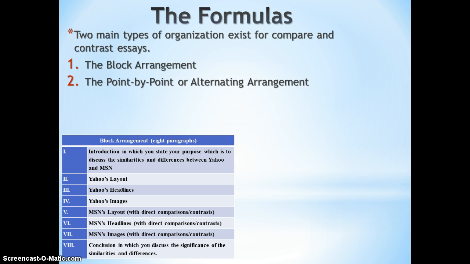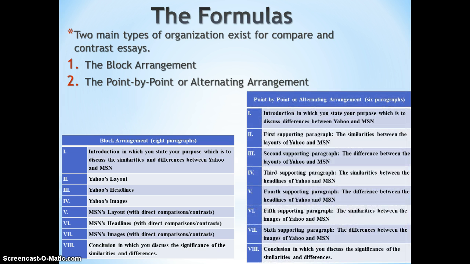The other one is the point-by-point or alternating arrangement, and this would look like this. Our introduction is obviously the same. But what we do here, and again, note the paragraphs, we still have six main supporting paragraphs, right? But what we're doing here is something a little bit different. So obviously you introduce, and that's going to be the same. But then in the first supporting paragraph, you draw the similarities between the layouts of Yahoo and MSN. You make an argument about the differences between the layouts.